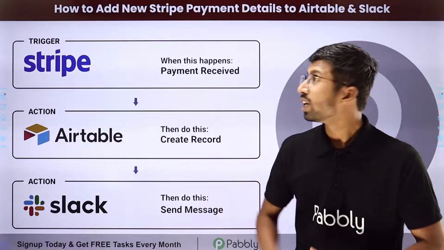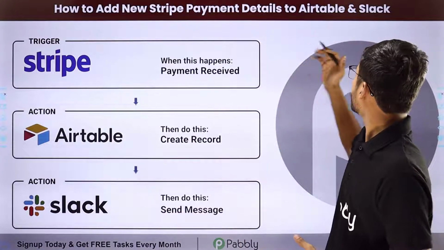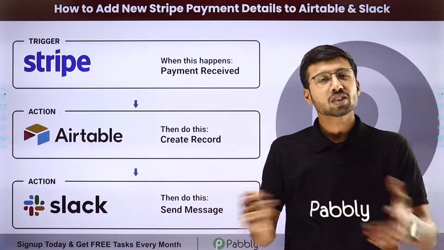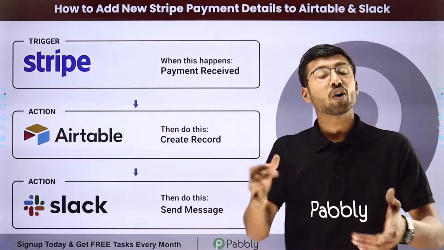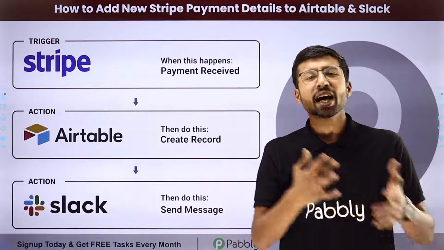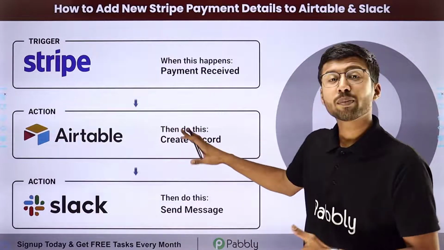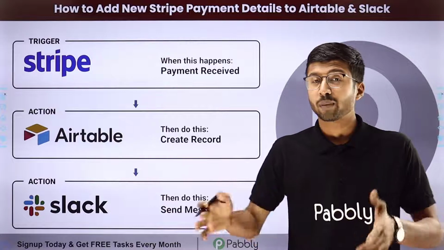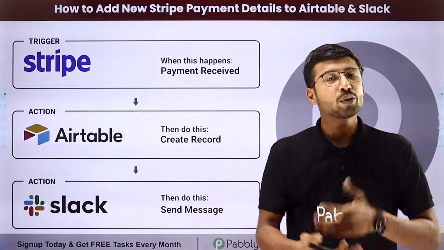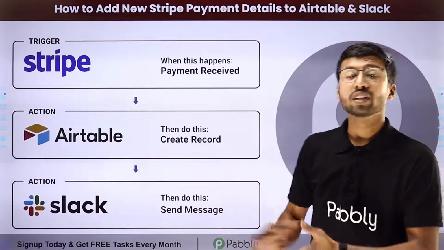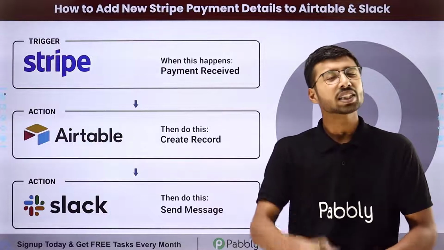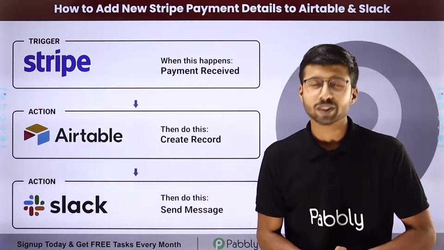So in this video, we will learn how to add new Stripe payment details to Airtable and Slack. Now suppose, guys, you are using Stripe to collect online payments from your customers, and as you receive these payments, you want to add the payment details into your Airtable database as a new record to maintain a complete record, and you also want to update your team members on Slack that you have received a new payment from a customer. Now guys, let me tell you, you can completely automate this process.